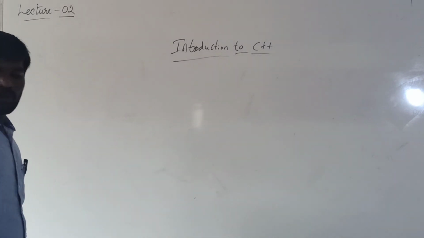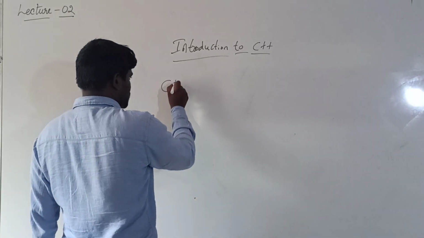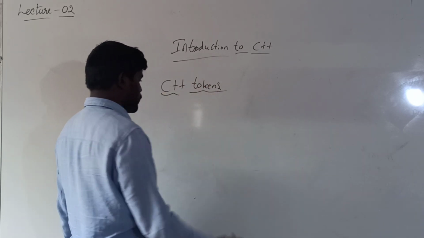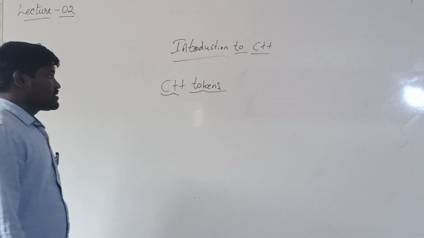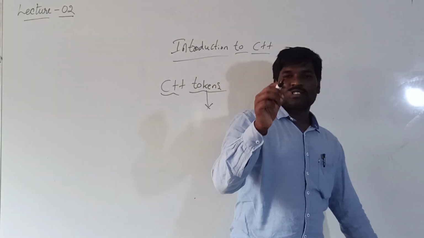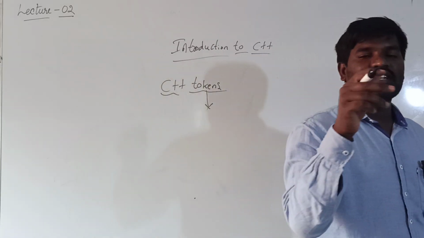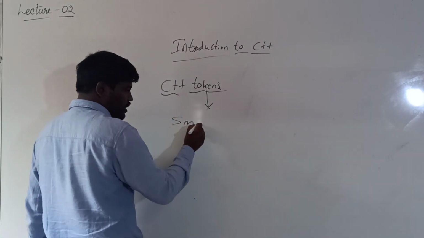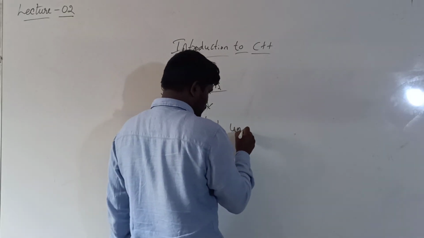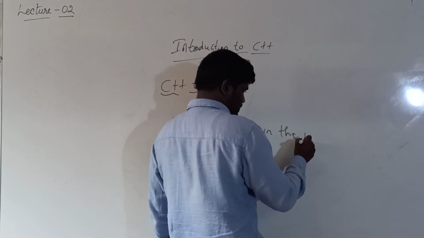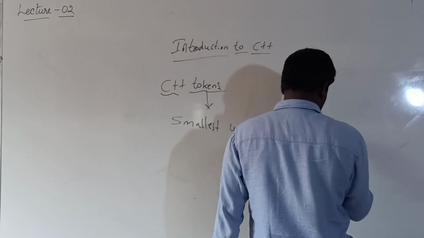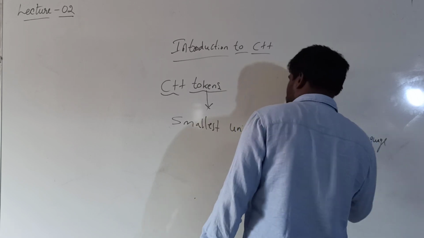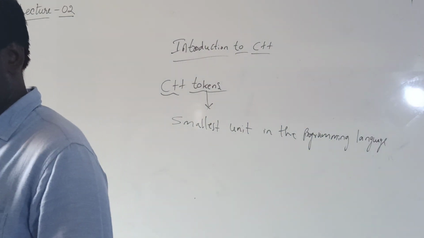C++ tokens. It is very important. Here a token is nothing but the smallest unit in the programming language. C++ tokens means the smallest unit in the programming language. It is one small part used in the program.